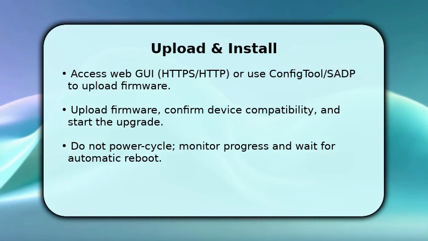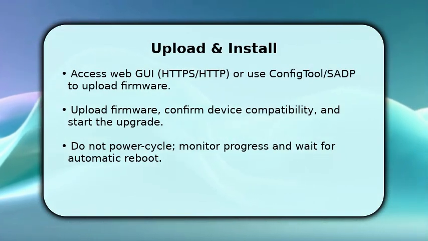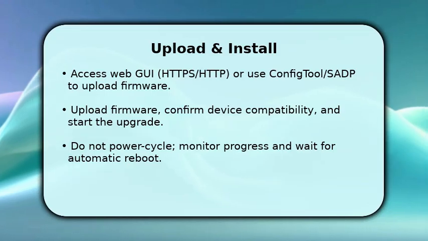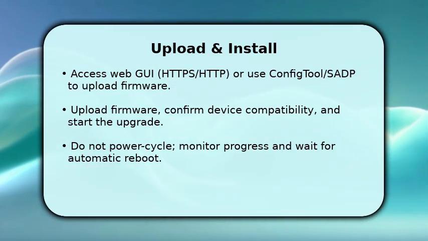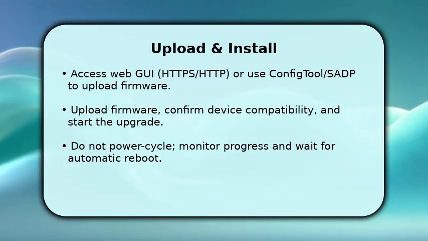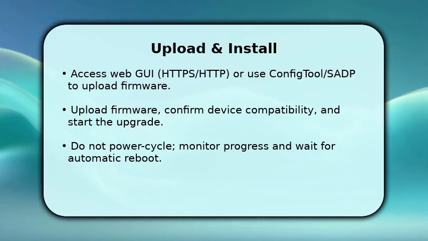You access the DVR via the web GUI using the admin account or open Hikvision config tool SADP to target the device on the LAN. Then upload the firmware file. Confirm the model and version displayed in the tool match the file's data, because wrong firmware can brick hardware.